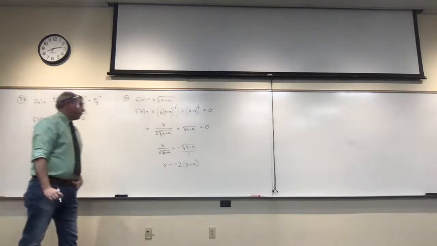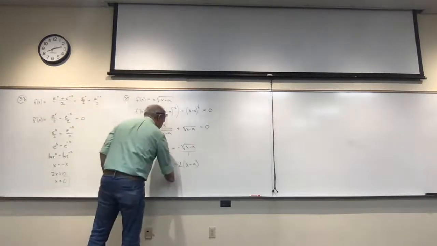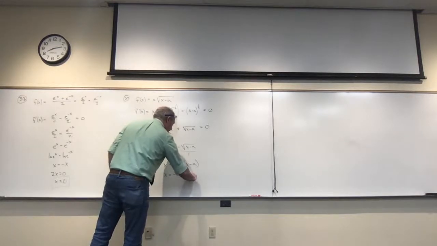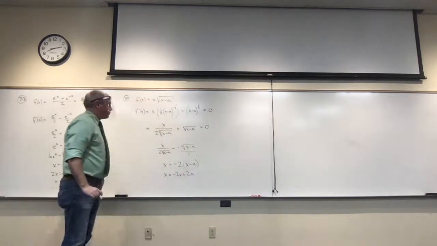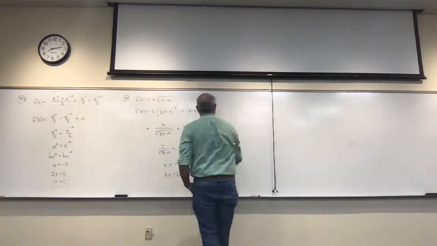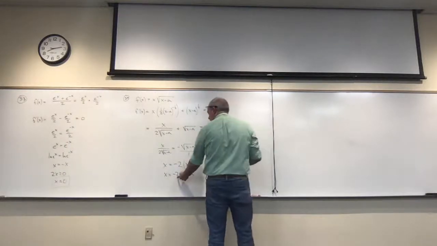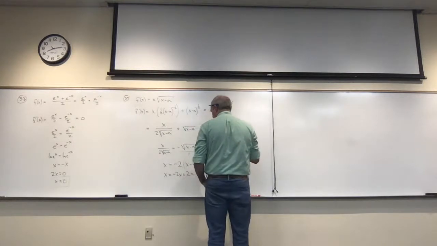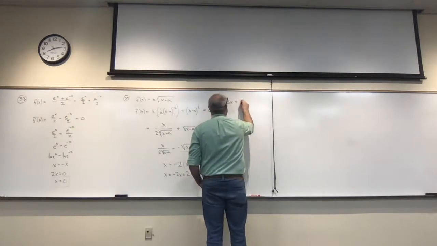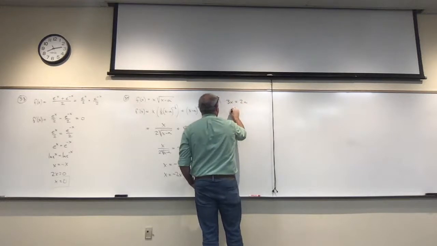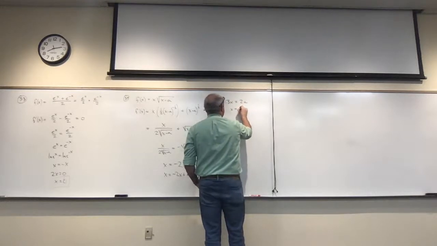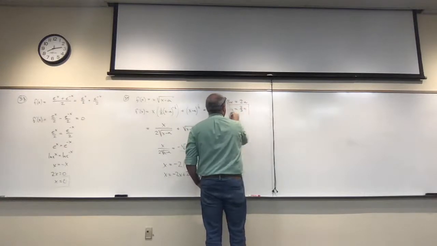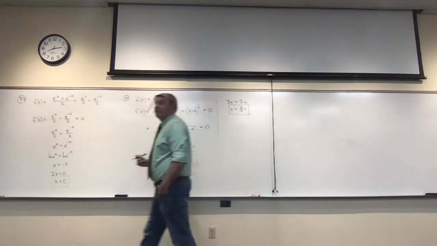And I still need to solve for x, so I get x is equal to negative 2x plus 2a. I get to add 2x to both sides, and I get 3x is equal to 2a. And finally, I get that x is equal to 2/3 a. And that would be the one critical value in this case.